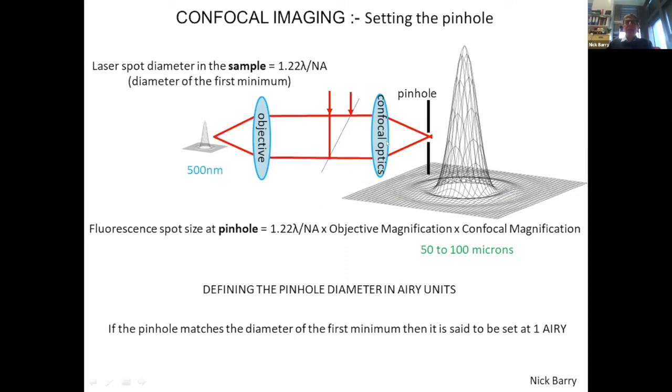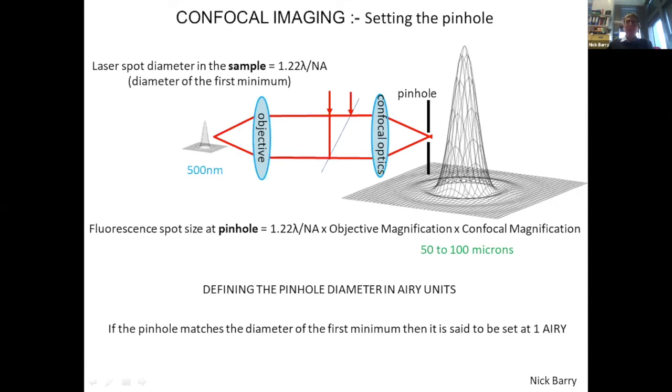somewhat larger. You see the Abbe equation here, and you can see the objective magnification and confocal magnification mean the pinhole itself is of the order of several hundred microns in diameter, well, 50 to 100 microns. Conceptually, rather than talking about these actual physical dimensions, we talk about Airy units, which is really this diameter here. The pinhole is 1 if it exactly matches that, 2 if it's twice as big, 3 if it's 3 times as big, and so on.